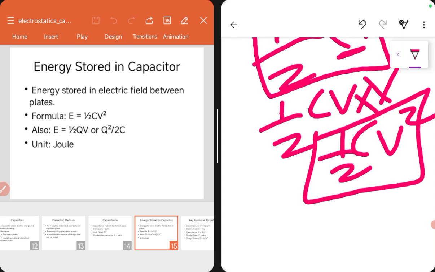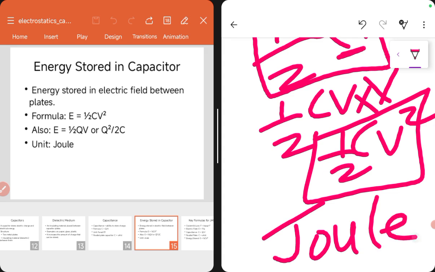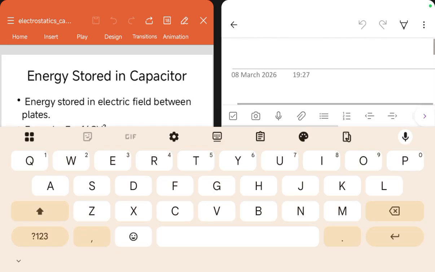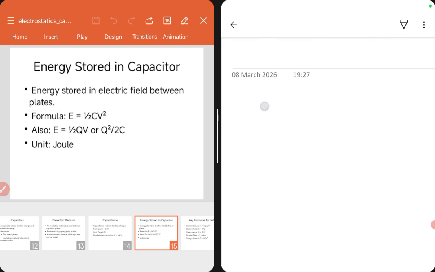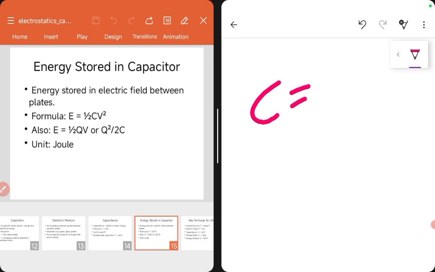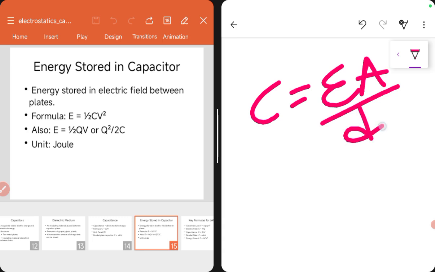So any of these formulas goes: half QV or half CV squared. And since it is energy, the unit of energy will be joules. Now, for a parallel plate capacitor, the capacitance depends on some factors. The capacitance is equal to permittivity times area, all over the distance between them. Permittivity is the constant that shows how much permission that material gives for charges to be stored. It's called the permittivity of the medium.